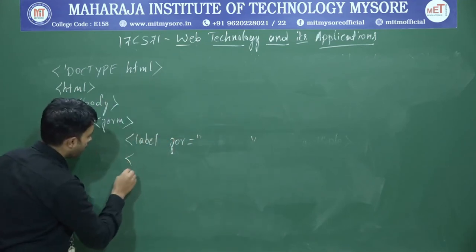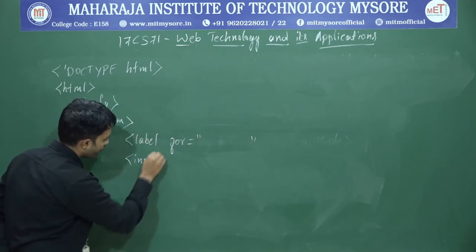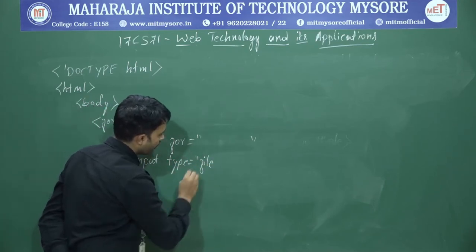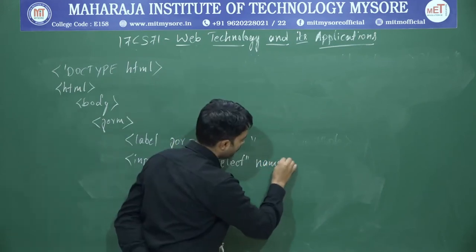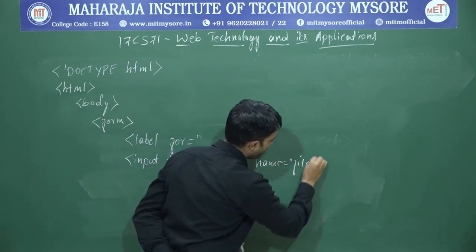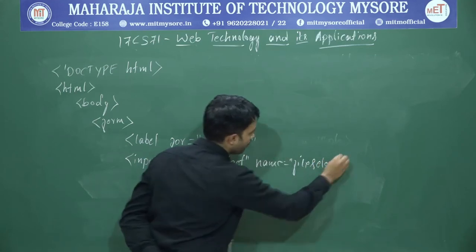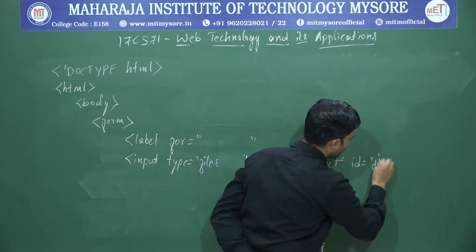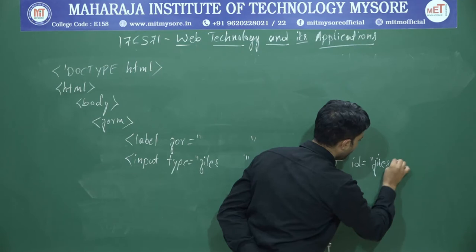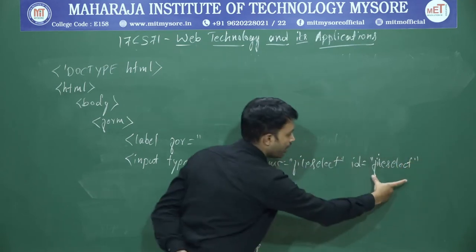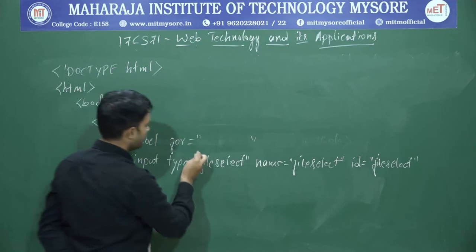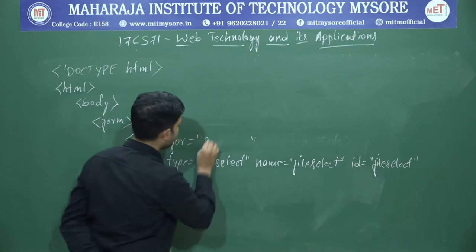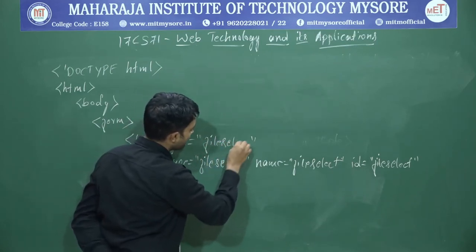Okay, so now I'll write input type equals file, name file select. Whatever name you have given to the ID, here I am going to give file select only. Whatever name you give for the ID should be used in the label's for attribute. Within for you should write the ID name, so that is file select.